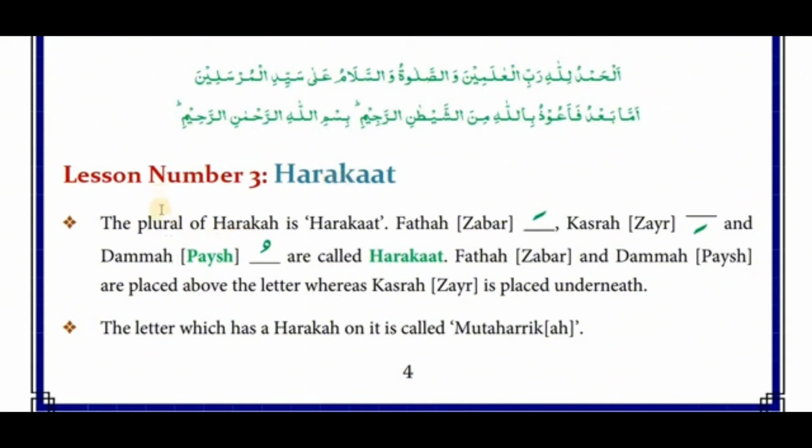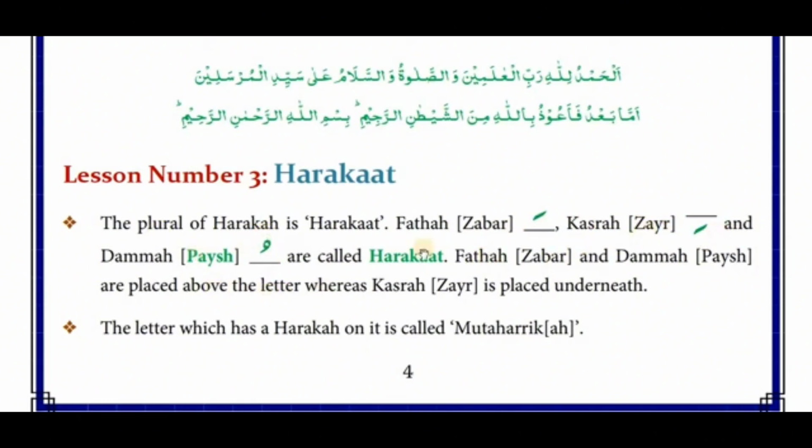Question number 1: what is harakat? Zabar, zer and pesh are called harakat. We will learn zabar, zer and pesh in the Arabic accent, like fatha, kasra and dhamma. Fatha means zabar, kasra means zer and dhamma means pesh. So they are called harakat, and this is the sign of zabar, zer and pesh.